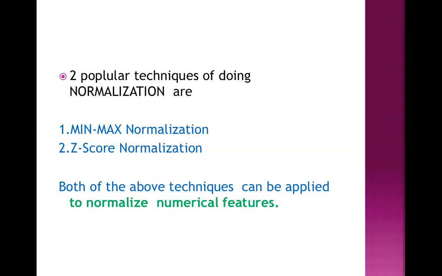We will not apply it every time. There are two types of normalization: one is min-max normalization, and the second is Z-score normalization. When will we use min-max normalization or Z-score normalization? The purpose of both is the same, but most of the time we use min-max normalization. The purpose is to normalize the numerical features.